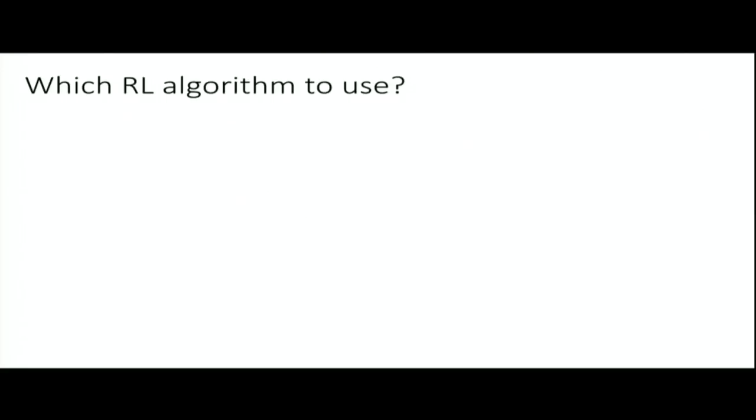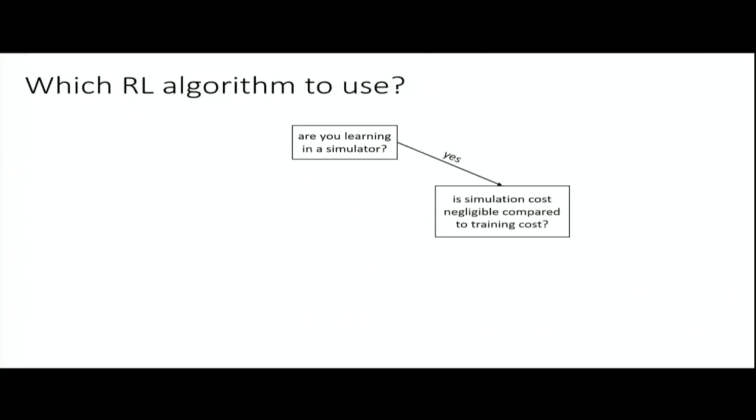But if you just want a very quick rule of thumb, you can ask, which RL algorithm should I use? Probably the first question you should ask is, are you learning in a simulator? If you are, the next question to ask is, is simulation cost negligible compared to training cost? So basically, are you in a regime where running backward passes through your network is actually more expensive than taking steps in your simulator?